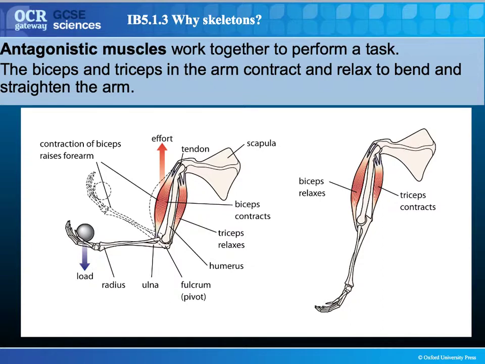As we get the bending and straightening of the arm, the muscles in the arm are working together to provide this function. But as one relaxes, the other one contracts. They are working opposite. We say that the muscles are antagonistic, which means they're working together but doing opposite functions.